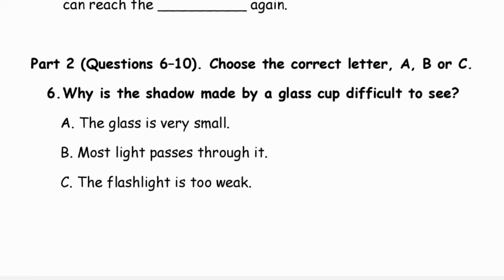If you shine a flashlight through a transparent object, very little light is blocked. As a result, the shadow is usually very faint or may not be visible at all. Let's try it. I'll place the glass cup in front of the flashlight. Can you see the shadow? I can, but it's very difficult to see. That's because almost all the light passes through the glass.